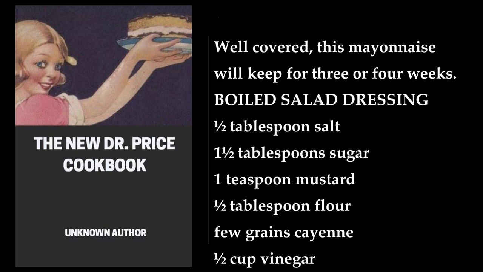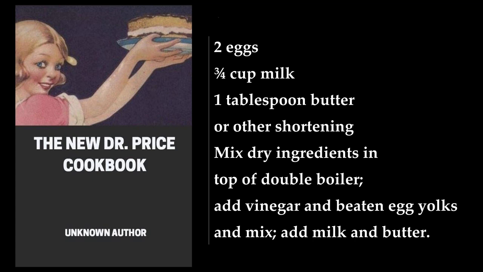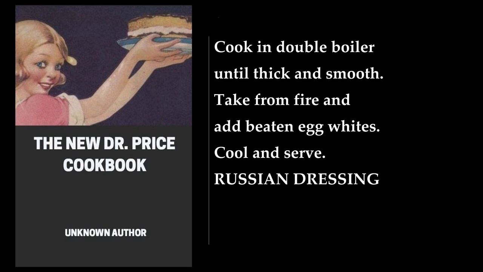Boiled salad dressing. 1/2 tablespoon salt, 1.5 tablespoons sugar, 1 teaspoon mustard, 1/2 tablespoon flour, few grains cayenne, 1/2 cup vinegar, 2 eggs, 3/4 cup milk, 1 tablespoon butter or other shortening. Mix dry ingredients in top of double boiler. Add vinegar and beaten egg yolks and mix, add milk and butter. Cook in double boiler until thick and smooth. Take from fire and add beaten egg whites. Cool and serve.